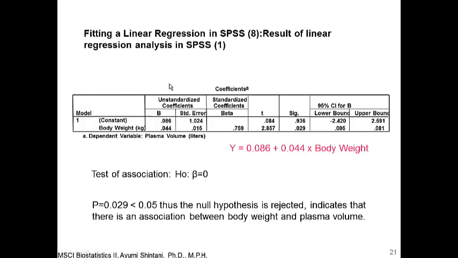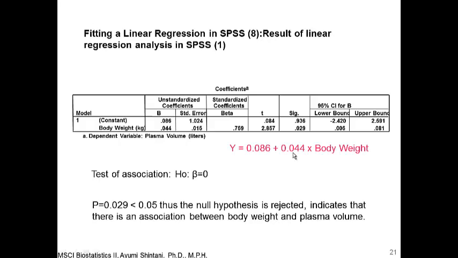So we go back to this coefficient table, right? This 0.044 is the value right next to body weight, so this is a slope. You plug this value into this formula here. And then the value next to constant is the intercept, so you put this value in here. That's how you construct this equation, okay?